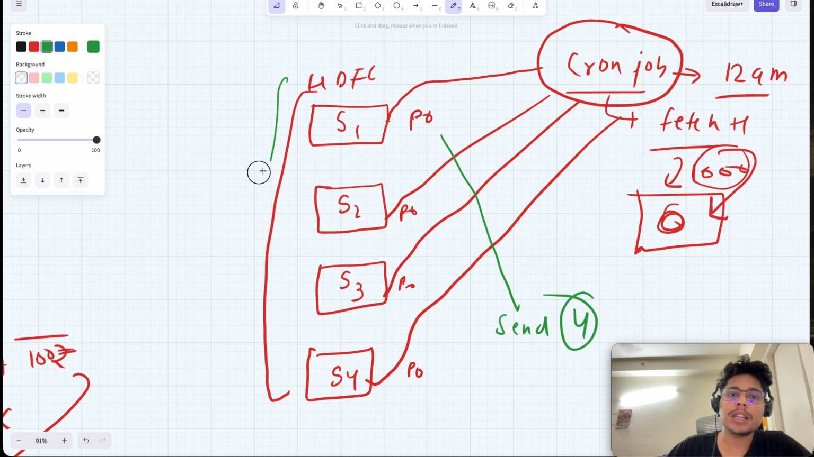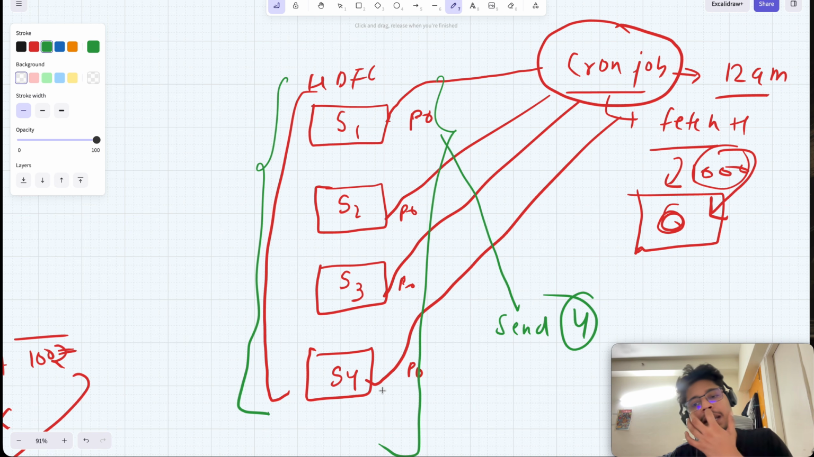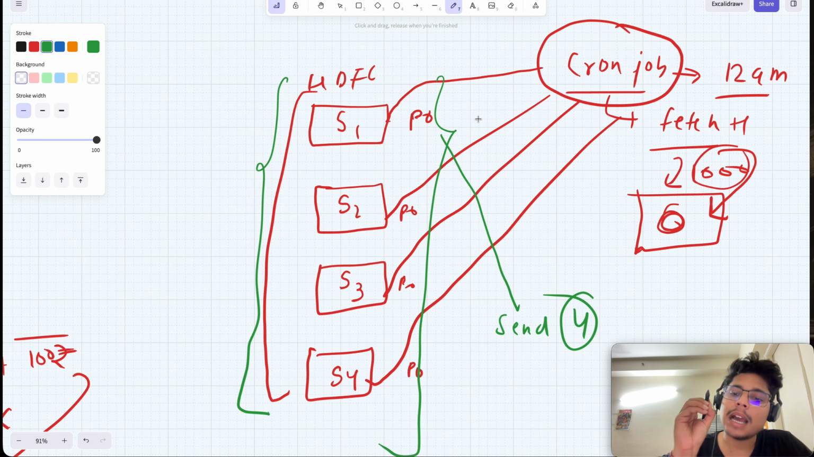So here, if you understand, we have servers S1 to S4 running cron jobs, and this is just a simple scenario. You have four workers and you have to assign a task to the four workers. If all four workers do the same task, then it's quite overwhelming for you.